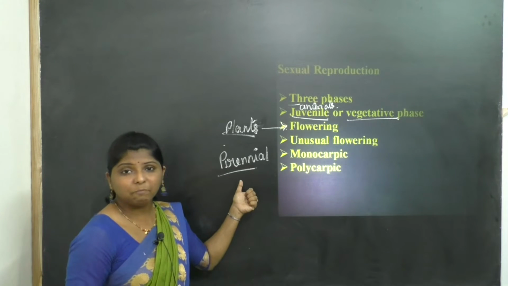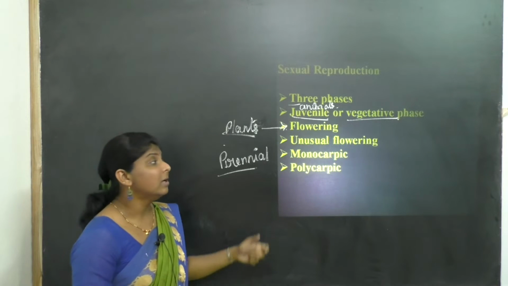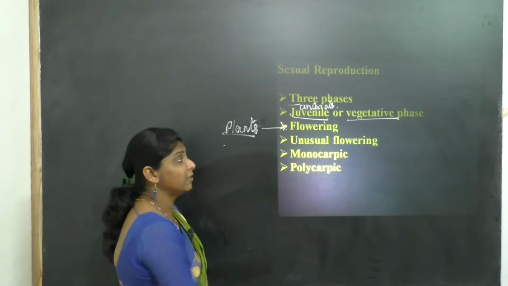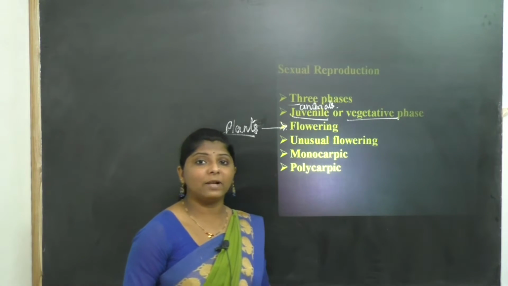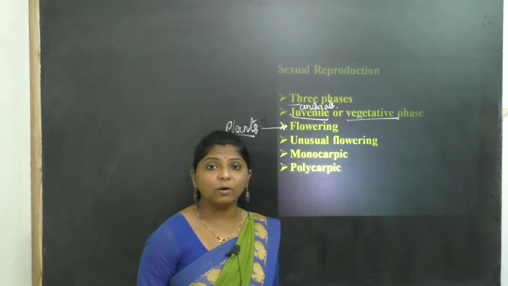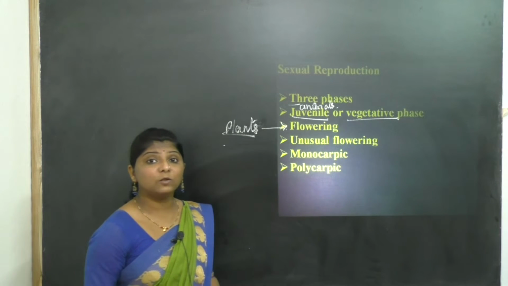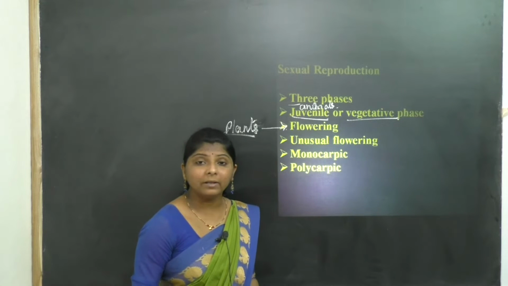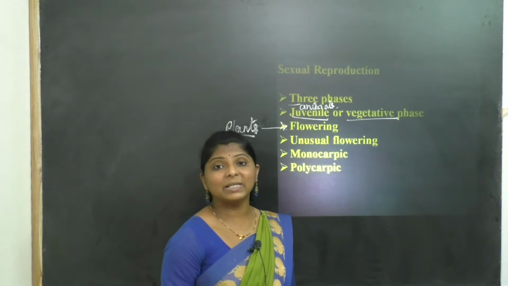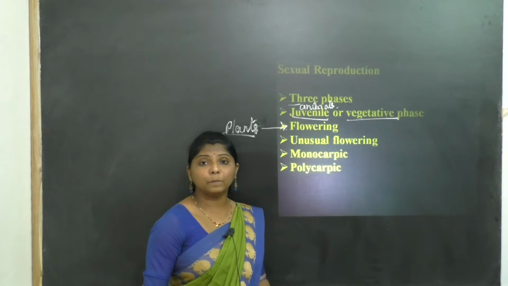It is a bit difficult in perennials. Okay, we have some plants which show unusual flowering. This is very important. We have some plants which show unusual flowering. The first one mentioned in our NCERT is the bamboo species.